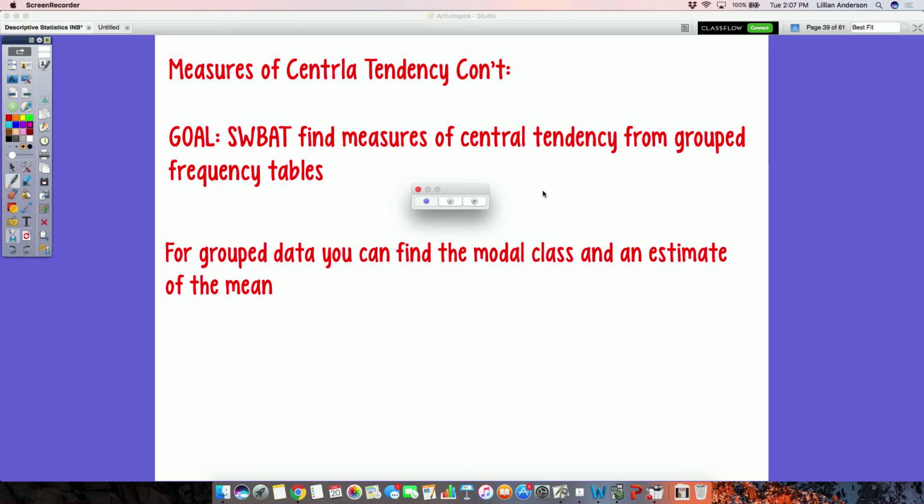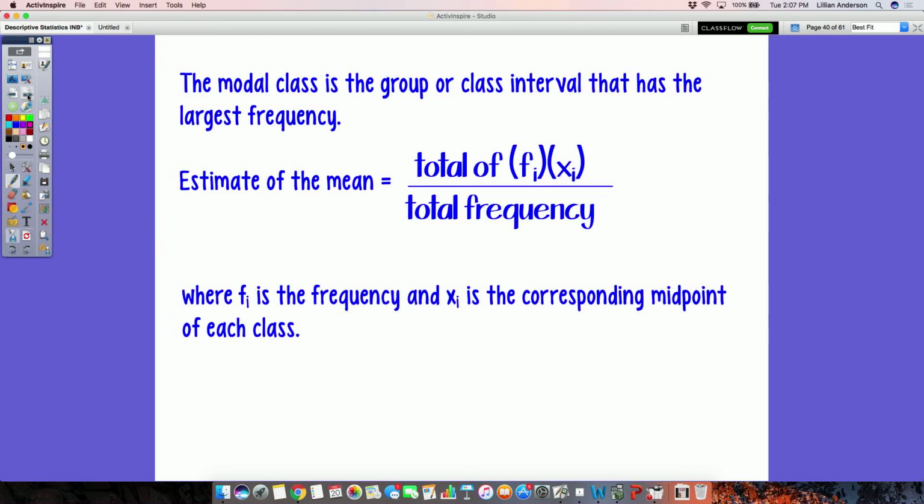Instead of it being one number for the mode, we have classes, intervals, groups. So it's going to be a modal class that you're going to find. The median is still found the same way, so you don't have to worry about that. The modal class is the group or class interval that has the largest frequency. Just like you found the mode on that red color foldable by looking for the largest frequency, it's the same concept. But this time, instead of a number, it's going to be a class, an interval.